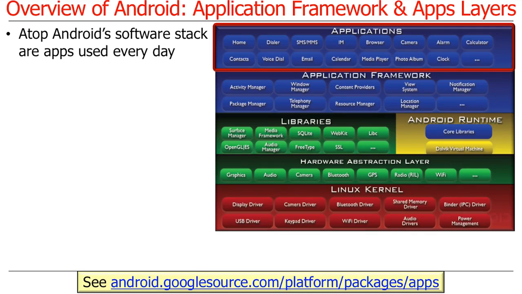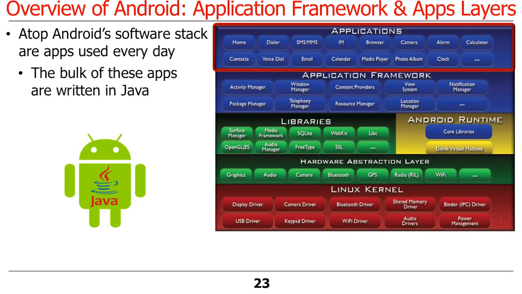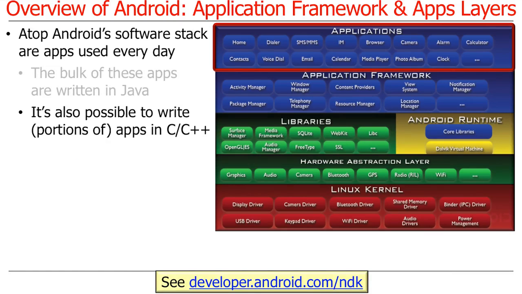Naturally, there are also many other apps that ship without source code that you can download from the Play Store at the Google website. The bulk of these apps are written in Java, although it is possible to write apps, or more likely portions of apps, in other languages, typically C and C++, using the Android Native Development Kit, or NDK. This is not a common use case, however, and it's actually actively discouraged by the Android documentation, so we won't cover the NDK in this course.